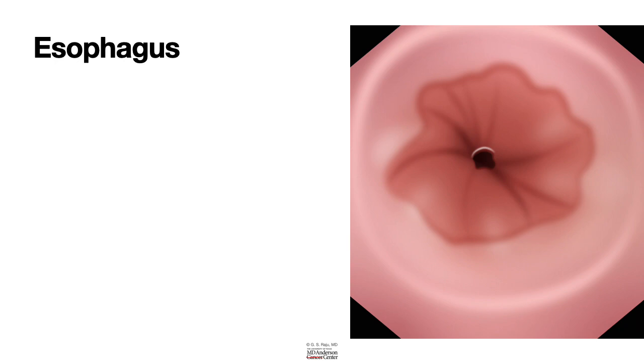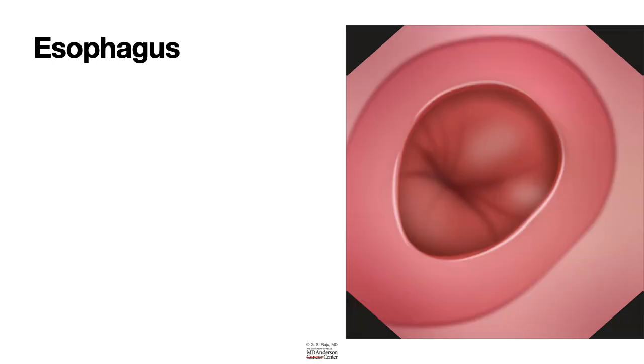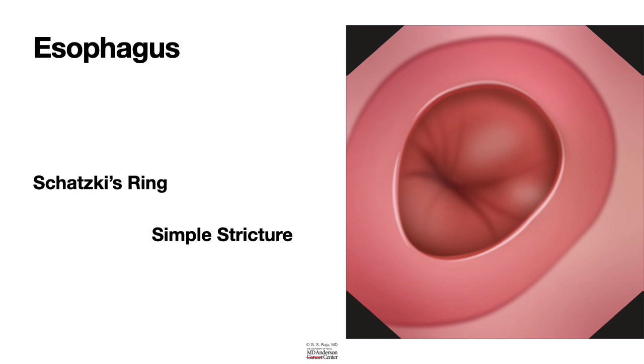So this is a normal esophagus. You can see through and through. We are close to the GE junction, a wide open esophagus, otherwise known as normal. And compared to this, you can see an esophagus with a ring there, and that ring close to the GE junction can catch on food and create difficulty swallowing meat or apple or bread. And this is Schatzki's ring. And this is a simple stricture because it is short, and you can see through and through.